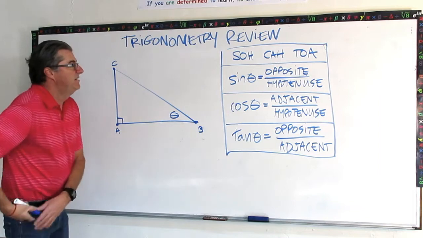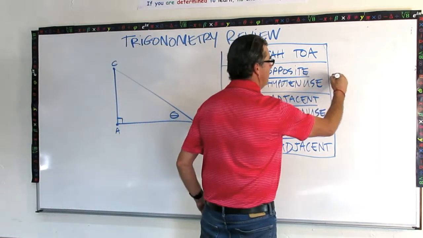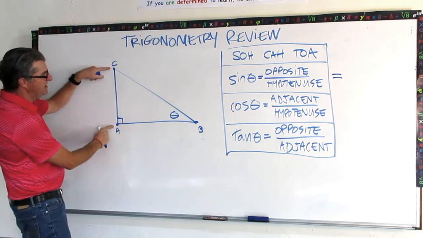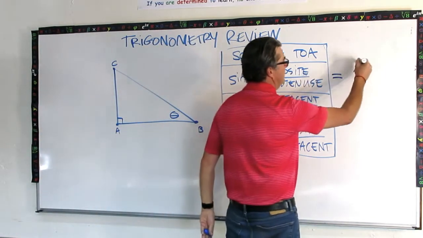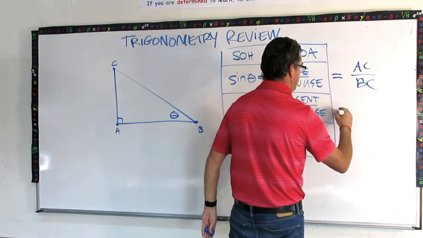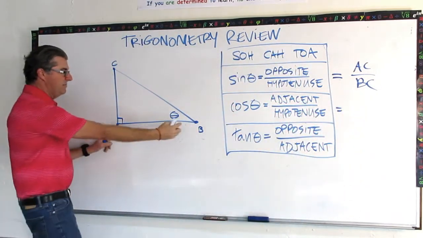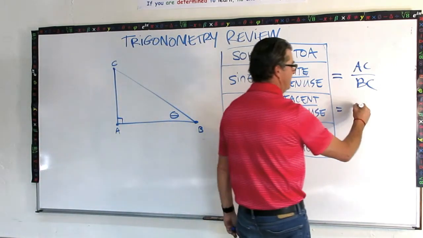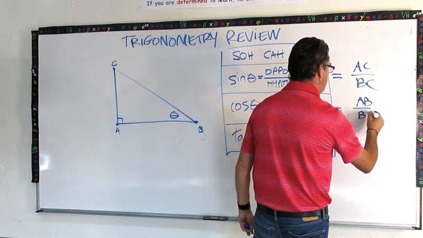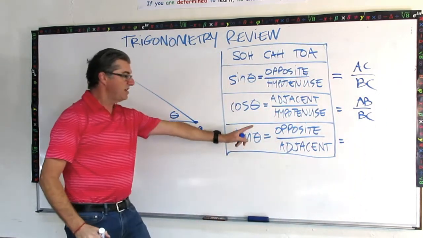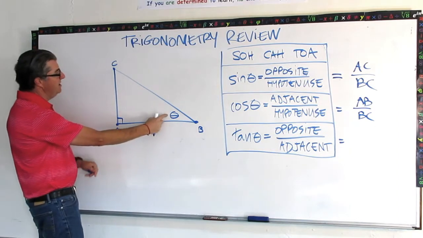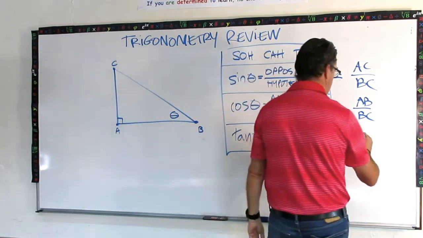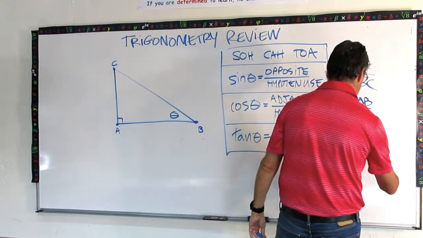So I can add to my little diagram here, sine theta is opposite over hypotenuse. That's going to be AC over BC. Cosine theta is going to be adjacent over hypotenuse, so that's going to be AB over BC. And finally, tangent is opposite over adjacent, so tan theta is going to be CA over AB. I'm going to write AC over AB.